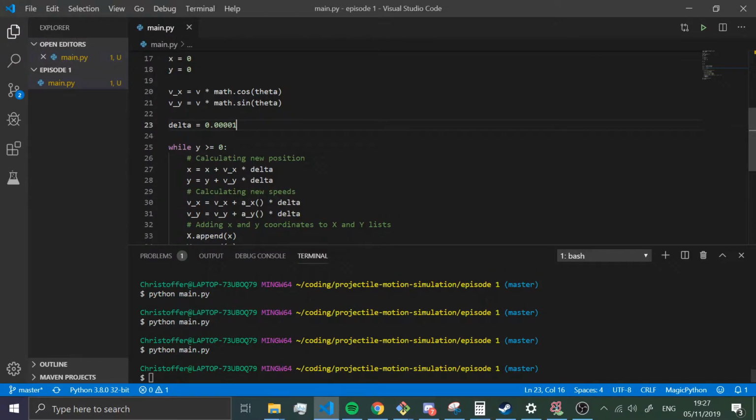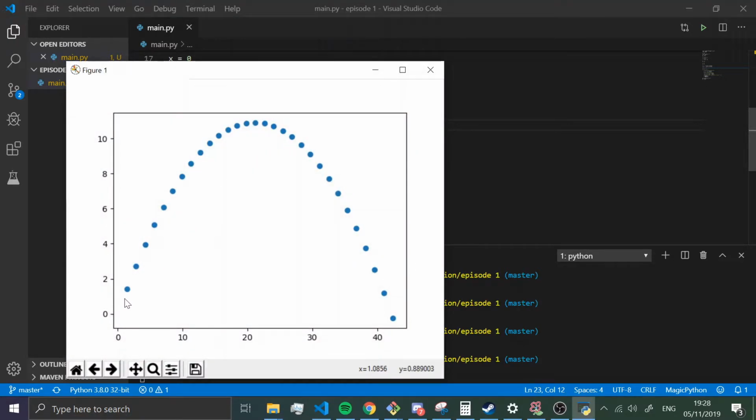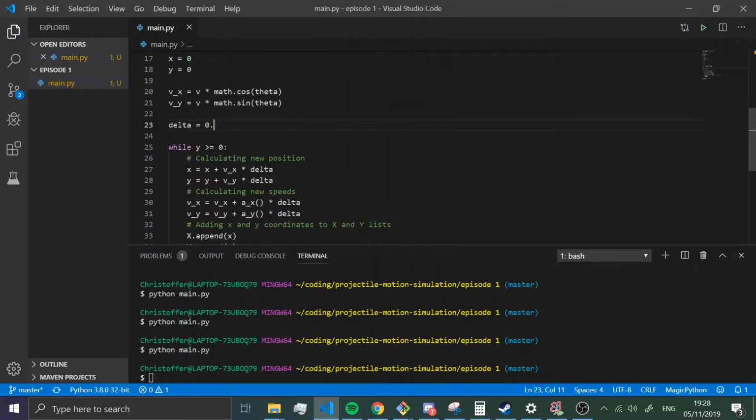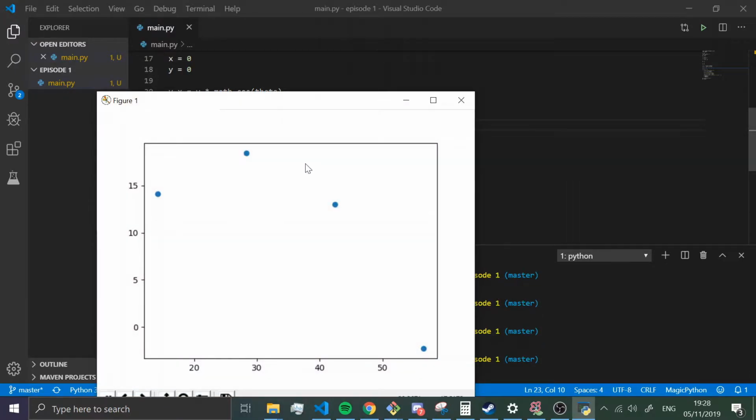Now let's try and make delta t much bigger. Let's try 0.1. Okay, it still kind of looks like a parabola, I guess. Let's try delta t equal to something like 1. Yeah, so we're just missing a bunch of data here. Okay, so we didn't quite get the problem that I was looking for.